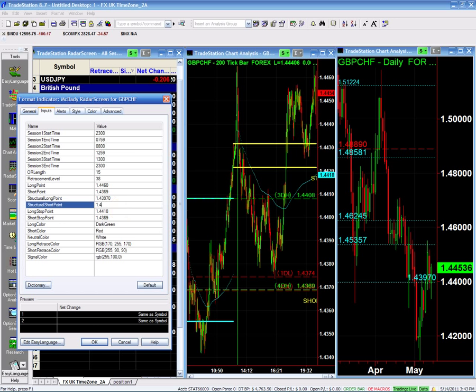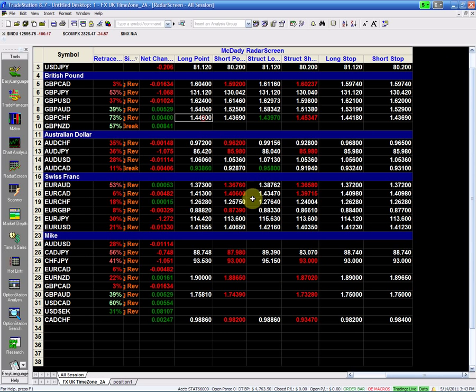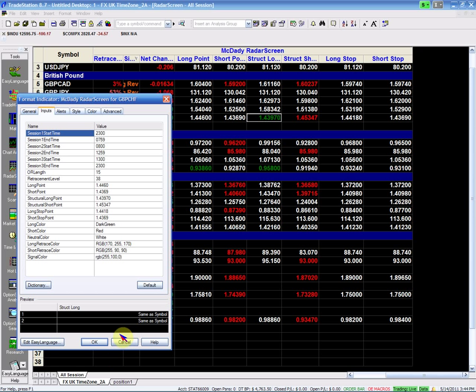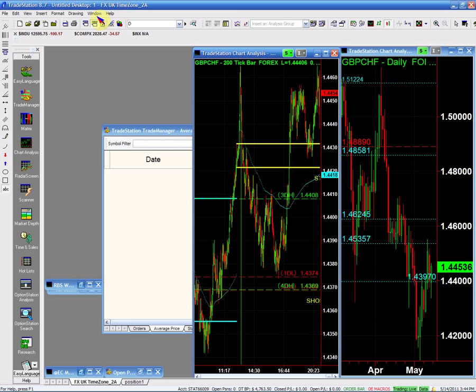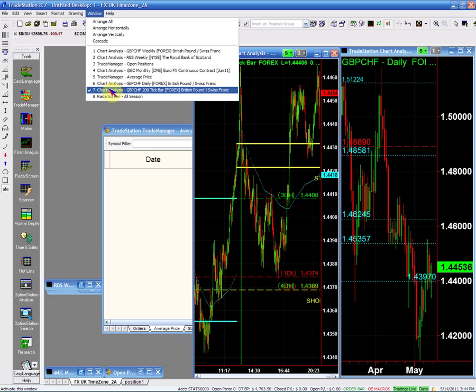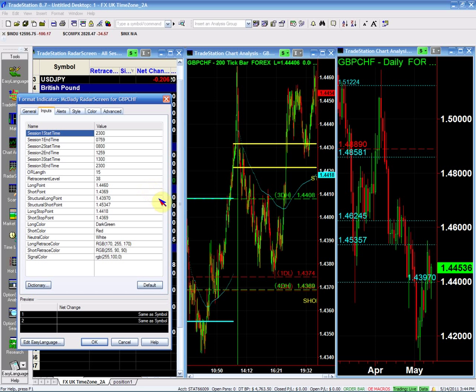Okay, so the pound Swiss we're going to buy above 144.60, and if we do, structure long, I did it upside down. That's my long point. My structure, I did upside down. This is my structure long is 145.35. My structure short is the 143.97. Alright.